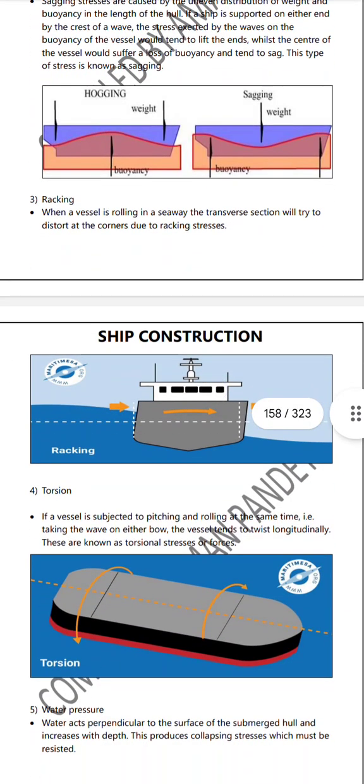Now what is racking? It is basically the distortion, the transverse movement of the vessel, distortion of the vessel because of rolling. When a vessel is rolling in a seaway, the transverse section tries to distort due to racking stresses.